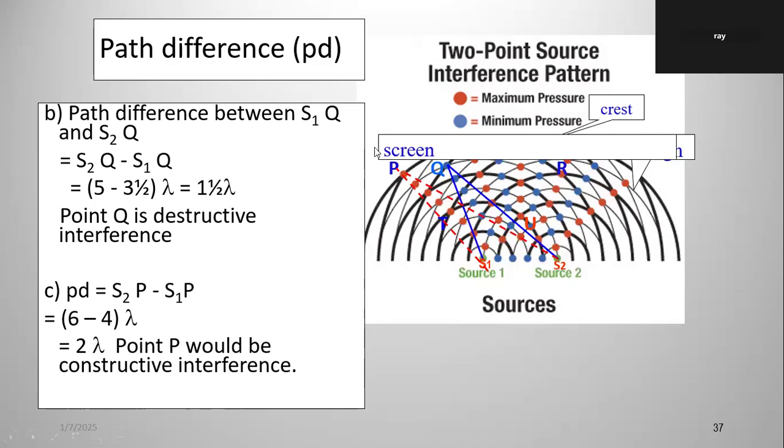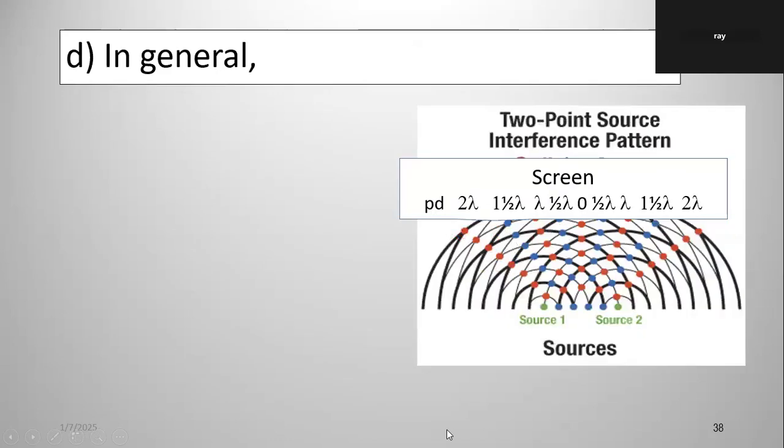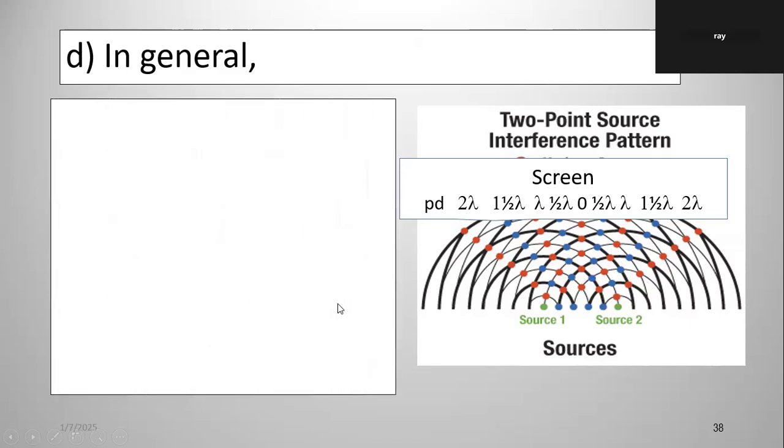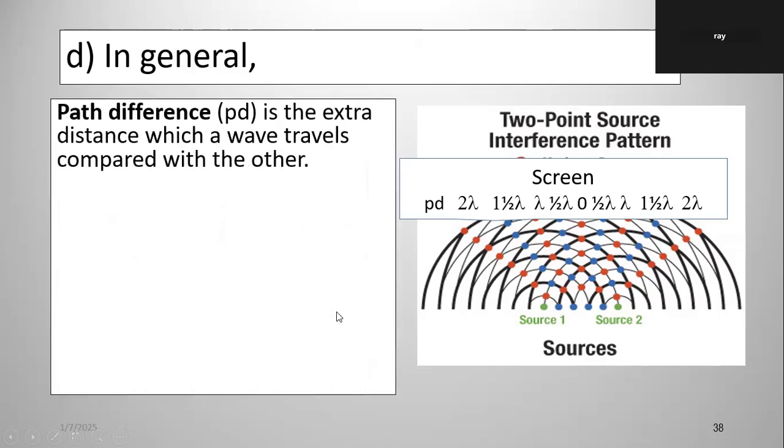Usually for light, we put a screen there. So the center one is called 0. Path difference 0. And then the first blue dot is half a wavelength on both sides. And the first red dot is one wavelength path difference. And then the second blue dot, the destructive interference or dark band, is 1.5 wavelengths. So in general, the path difference is the extra distance which a wave travels compared to the other one.